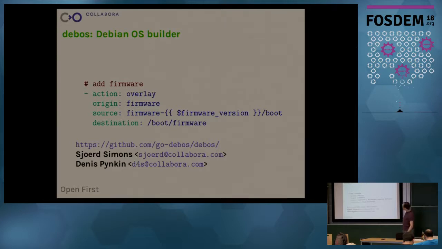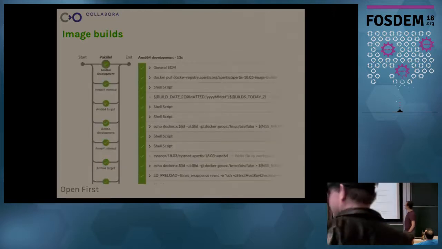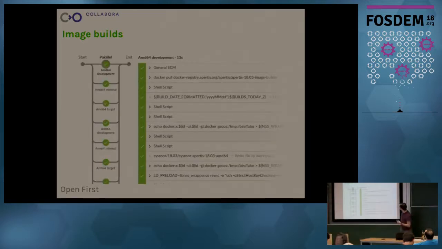So in this tool, we've got rid of the hardware packs as such. We still use the term, but it's actually just packages and files installed into the images when they're built. We also generate sysroots for the software development kit. And then the Jenkins jobs trigger tests in Lava. And when the images are built, it also goes through the Fabricator and closes the bugs which were fixed in the images. So this is how it looks in Jenkins when it's all green and happy.